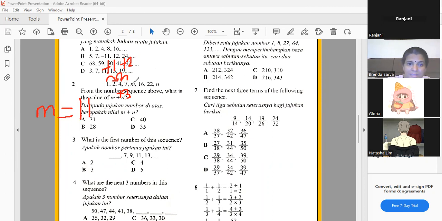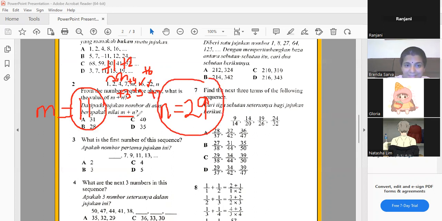And then this is +4. And then m will +5 to get 16. 16 will +6 to get 22. 22 will +7. So 22 plus 7 is 29. So your n is 29. Did you get that? Now you just add 11 and 29, because m plus n, the answer is 40.